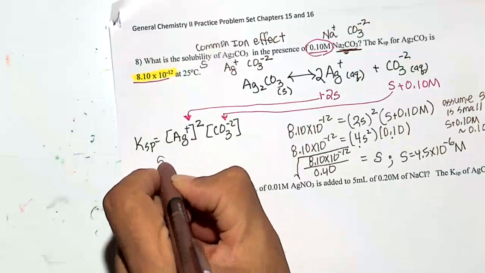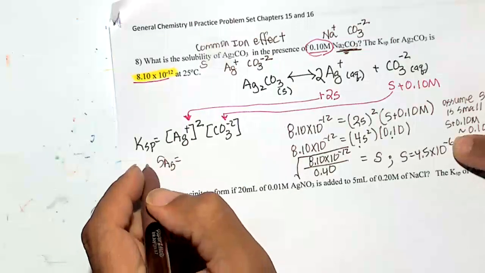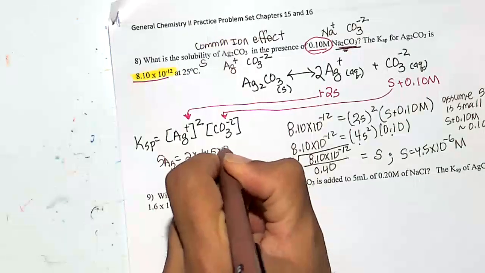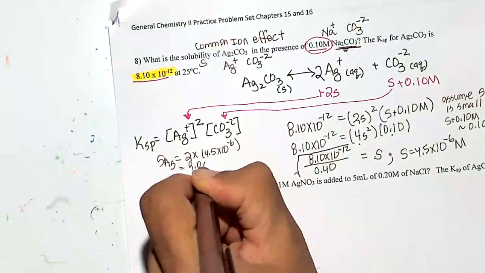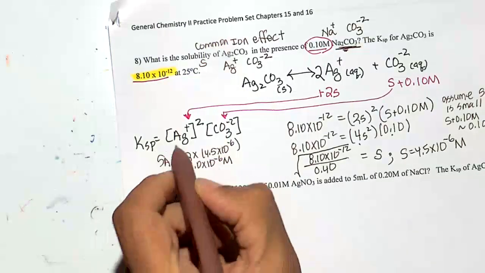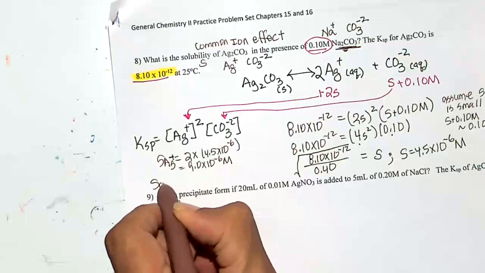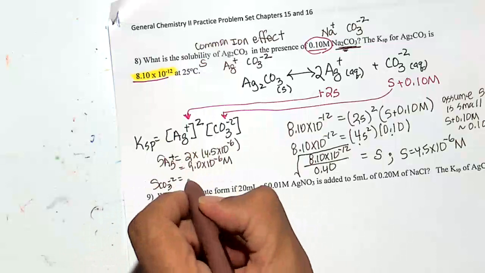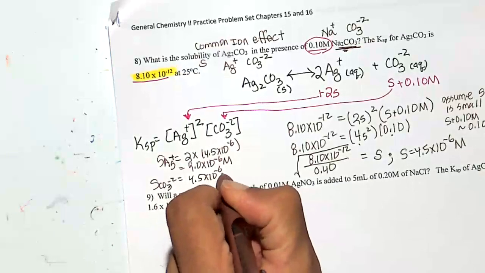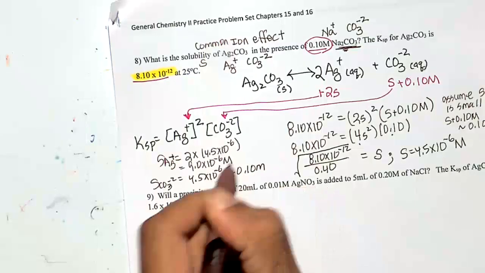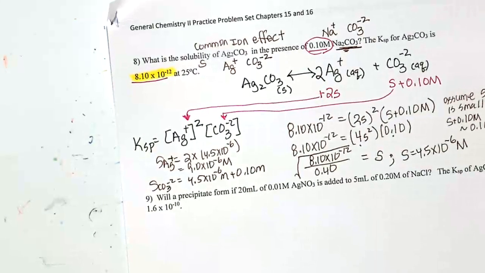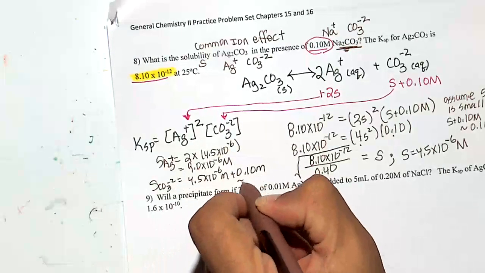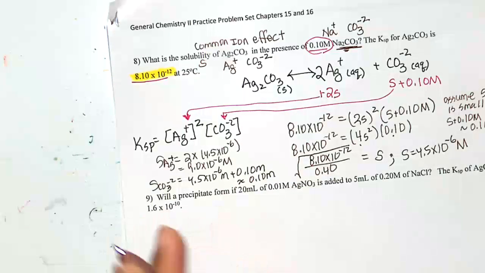So the final answer, the solubility of Ag+, is actually not this S, but 2 times that. So that's 9 times 10 to the minus 6 molar solubility of Ag+. And then the solubility of carbonate is going to be S plus the common ion, so it's going to be 4.5 times 10 to the minus 6 molar plus your 0.1 molar. If you do 4.5 times 10 to the minus 6 plus 0.1 on your calculator, you'll probably get something like 0.1.